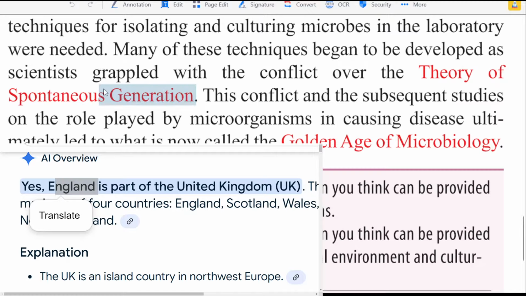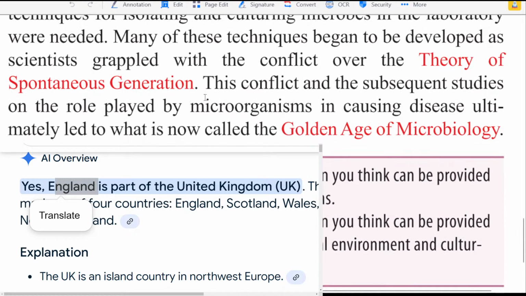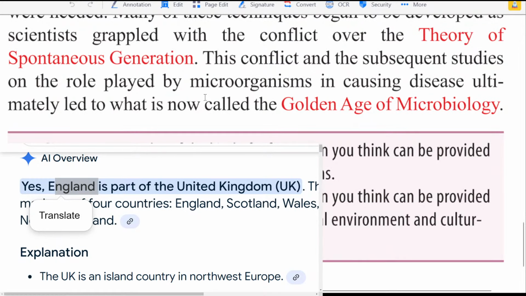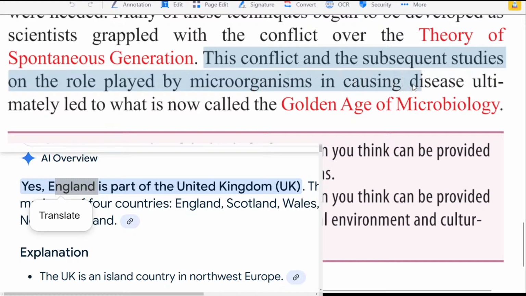In spontaneous generation, they couldn't see the microorganisms. Like, they couldn't see the eggs, which were microscopic. And then suddenly the flies came out of the meat, so they thought it might be out of nothing. This conflict and the subsequent studies on the role played by microorganisms in causing disease ultimately led to what is now called the golden age of microbiology.